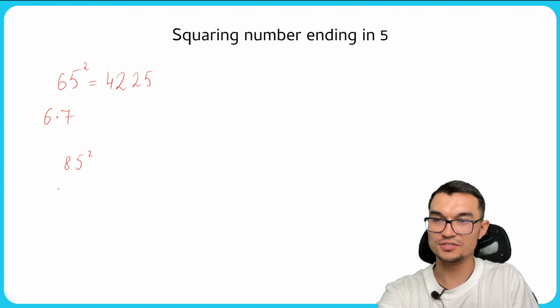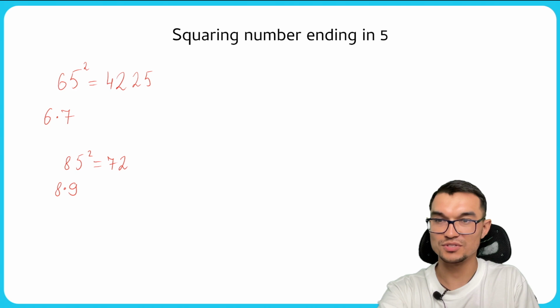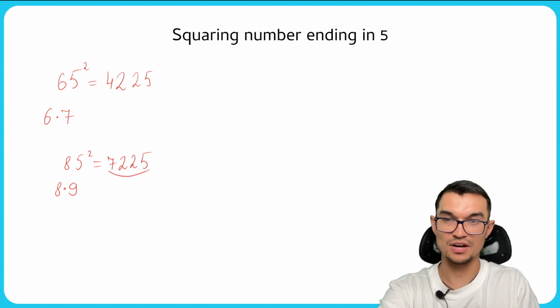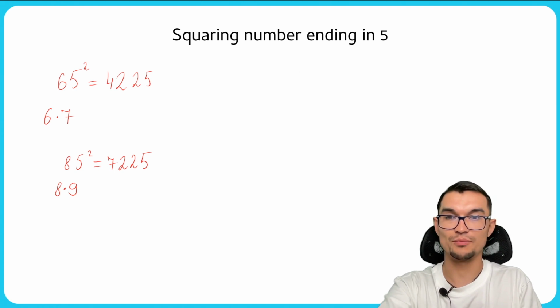Let's do another one. 85 squared. We need to take 8 and multiply it by 1 more than itself, which is 9. And the result is 72. So we put down the result. And then in the end, we put down 25. So 85 squared is 7,225.